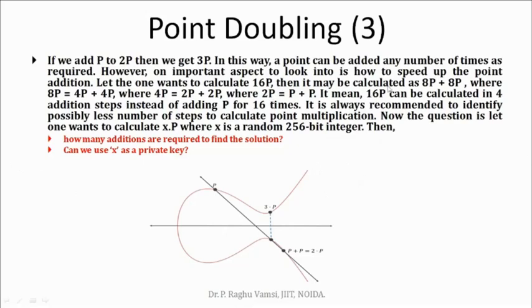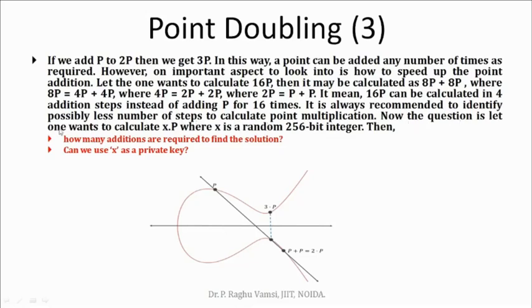So it may be calculated as 8P plus 8P, where 8P is equal to 4P plus 4P, and 4P is equal to 2P plus 2P, where 2P is equal to P plus P. That means with the first one being 1, 2, 3, 4, within 4 steps you can get 16P. Instead of adding P 16 times, within 4 steps you can get 16P. So 16P can be calculated in 4 addition steps instead of adding P 16 times. It is always recommended to identify the smallest possible number of steps to calculate point multiplication.